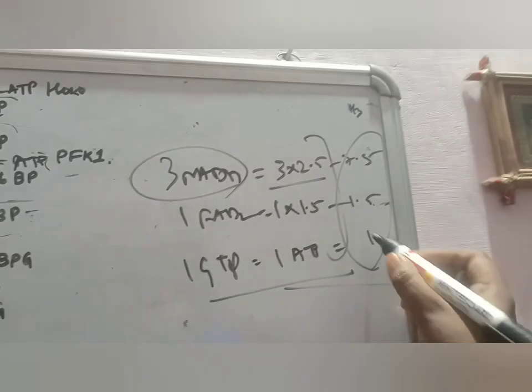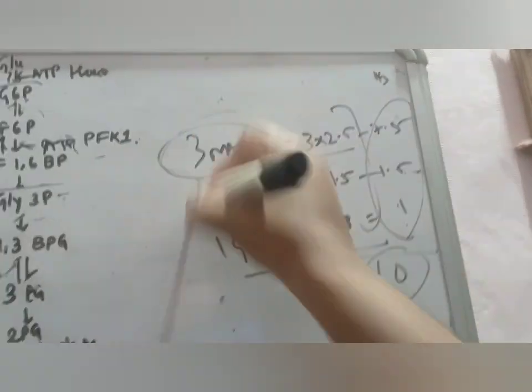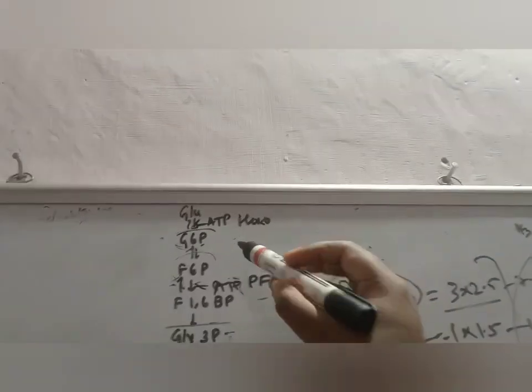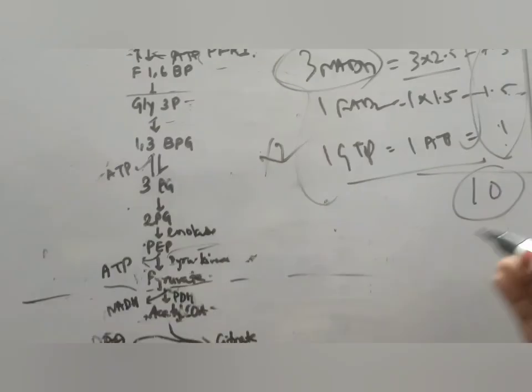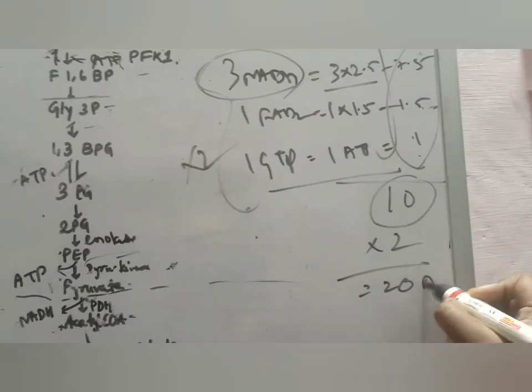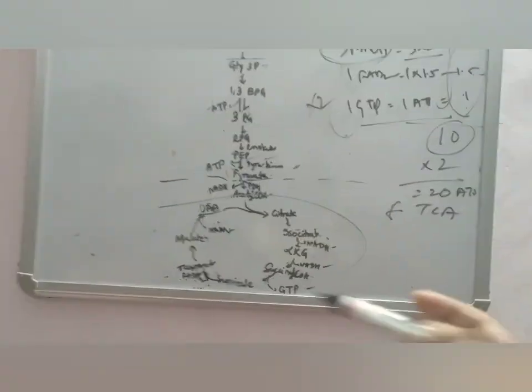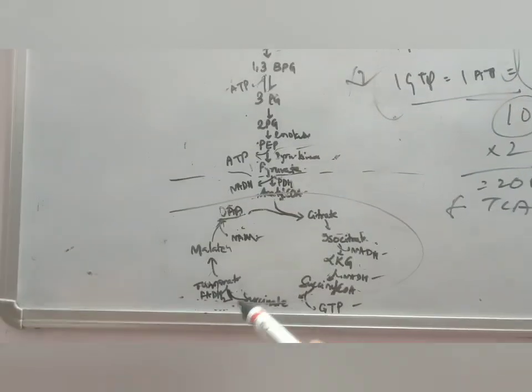1.5, 1. How much? 7.5 plus 1.5 is 9, plus 1 is 10. 10 into 2. Everything will be multiplied into 2 for 1 glucose. If 1 glucose enters, then this will be into 2. That is equal to 20 ATP only for this particular cycle. For TCA, 20 ATP is released and nothing is consumed. There is no ATP or anything consumed here.